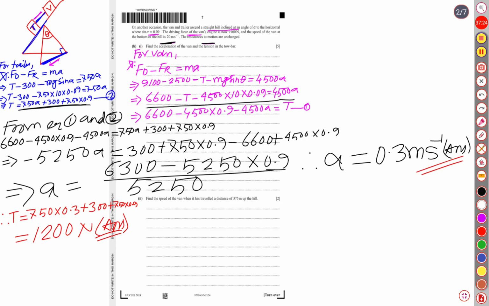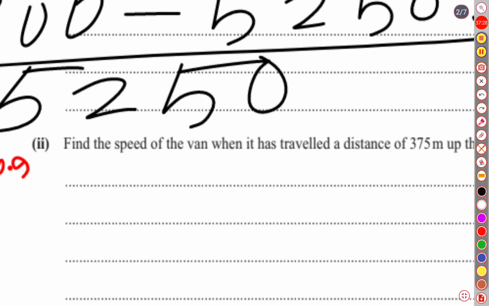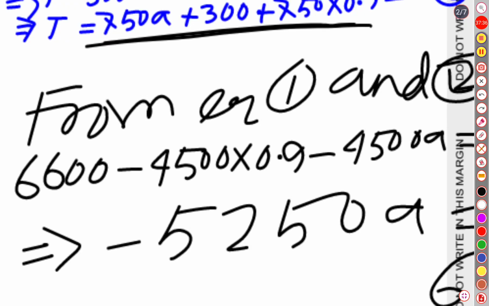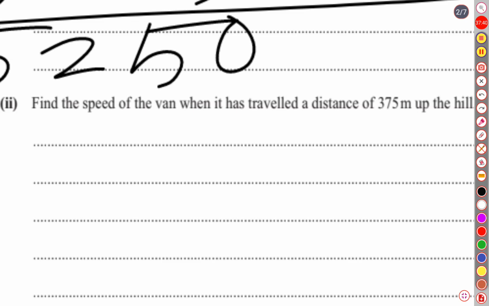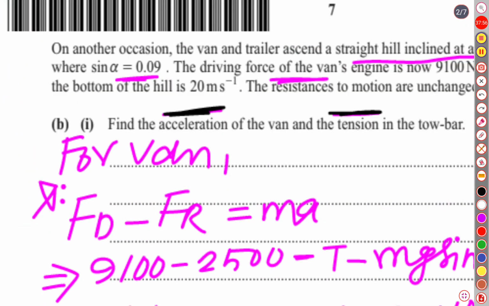Let's move on to the final question of this part. Find the speed of the van when it has traveled a distance of 375 meter up the hill. So first of all, we'll have to pick up the concept. Whenever velocity is asked, we should know whether one of the velocities is given or not. Yes, one of the velocities is given. It is 20 meter per second.